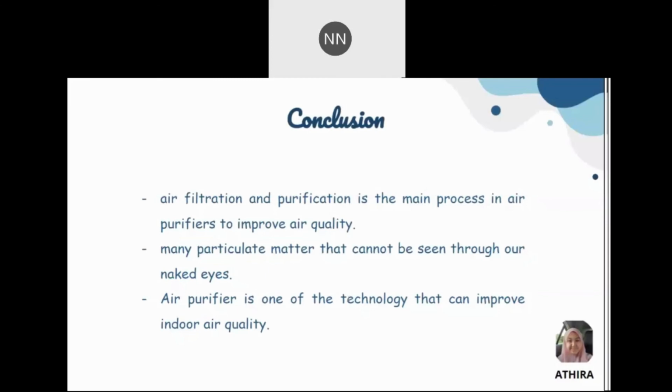As a conclusion, air filtration and air purification are the main processes in an air purifier to improve air quality. In the surrounding air, there are many particulate matters that cannot be seen with our naked eyes. With the help of advanced technology, the smallest particulate can be destroyed. One of the applications is the air purifier. Different air purifiers have their own technology to improve air quality.